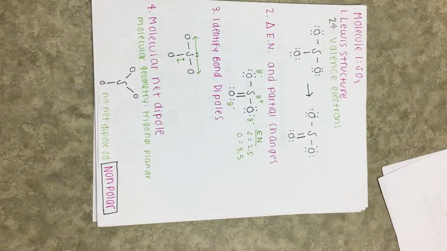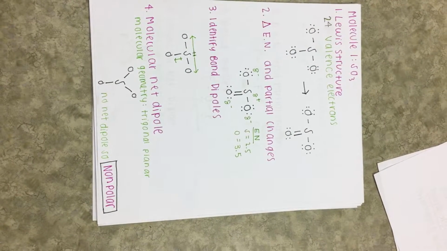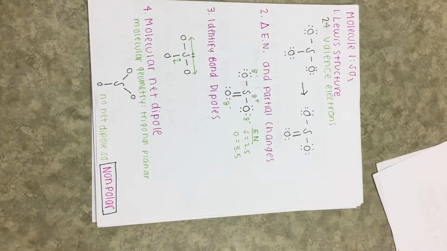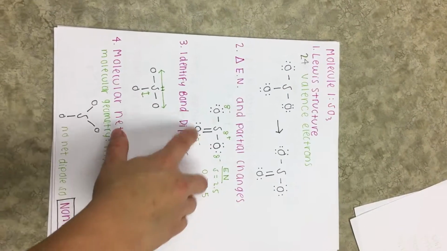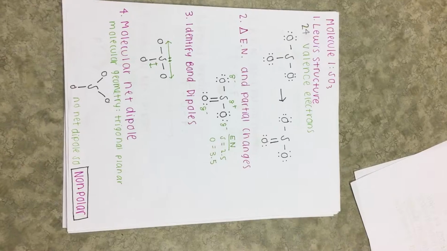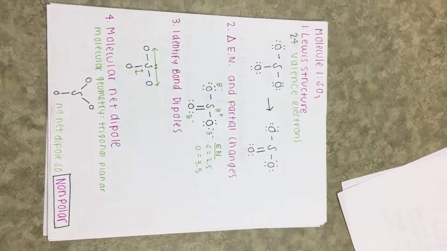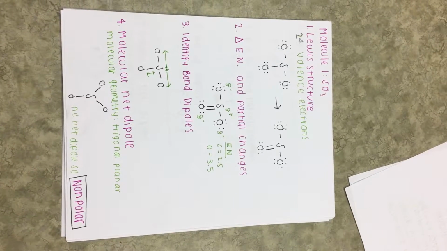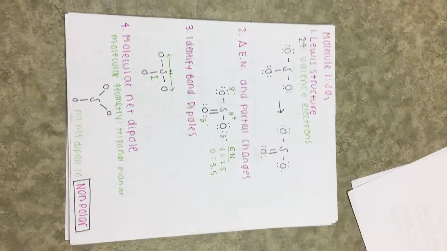Now let's look at the bond dipole. The most electronegative atom, which is O, will have partial negative charges because the electrons drift towards the atoms with the highest electronegativity. That means there will be a partial positive charge on the S atom. The bond dipoles are going to look like this. A tail that's positive on the S heads towards the O on the outside.